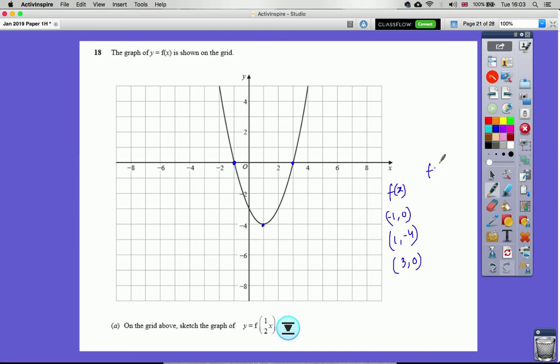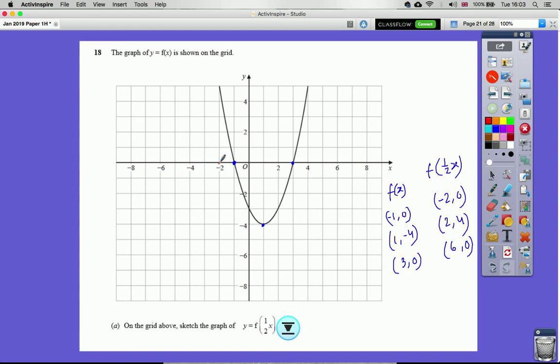So f of half x is going to affect the x coordinates in the inverse way. So instead of halving, they will all be doubled. So I'll get minus 2, 0, 2, 4, and 6, 0. The y coordinates will not change. So I've got minus 2, 0.